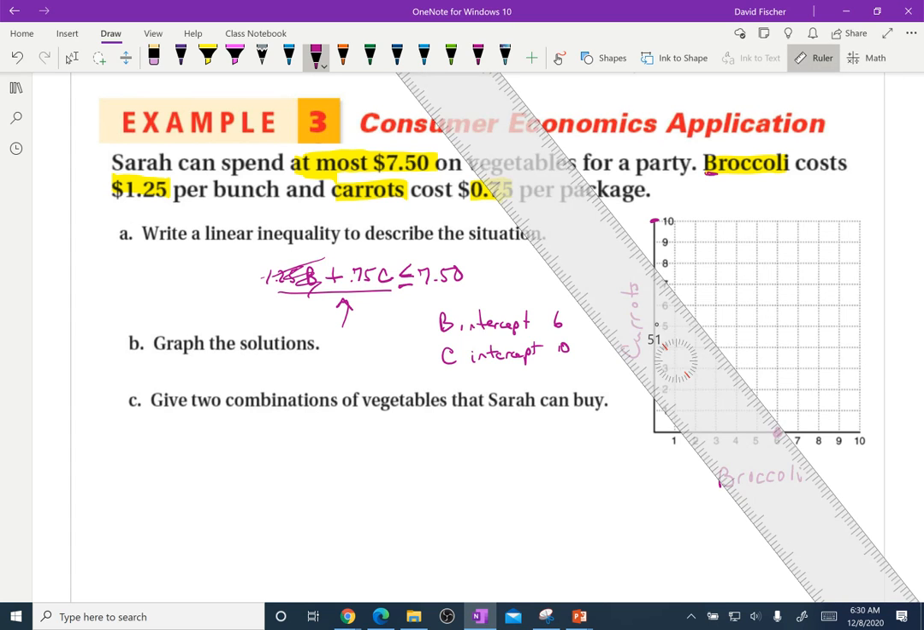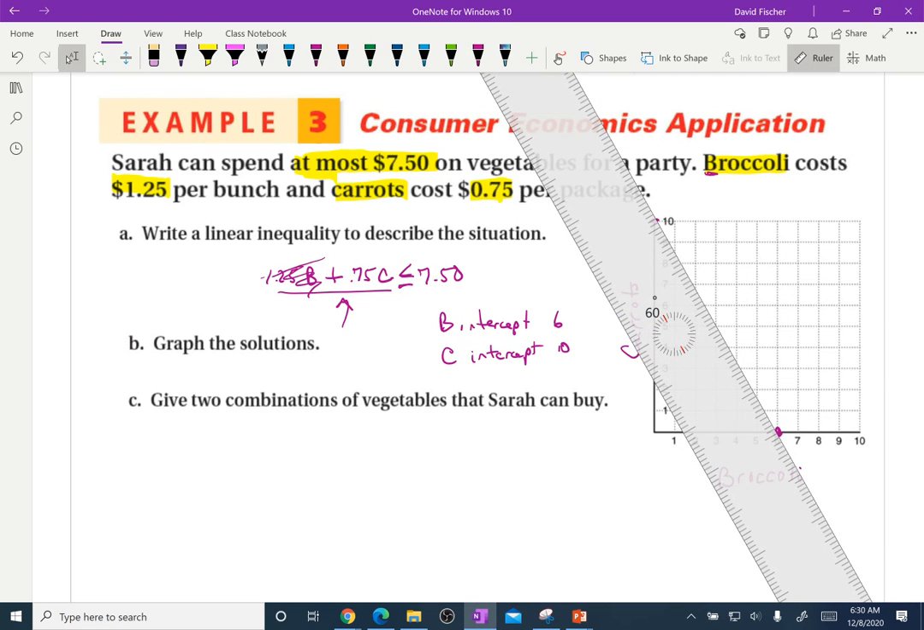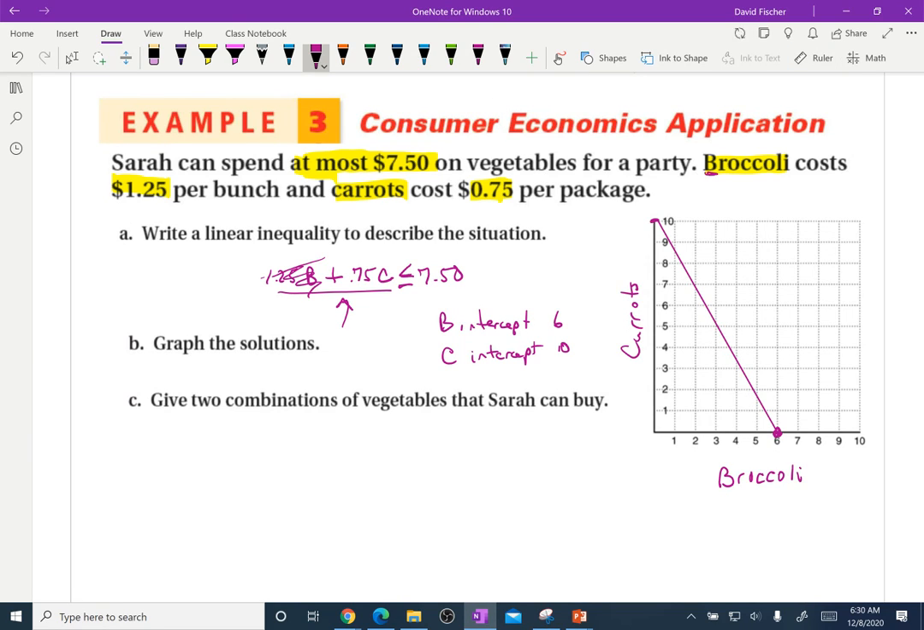Let's draw our line. It's a solid line because I have or equal to, and now my sign says I want all this over here to be less than $7.50. So less than means this side right here. And now they said, give me 2 combinations, of which there are many, many different combinations you could buy. Nobody said you had to spend the whole $7.50. So if they ever ask me, on a test or something, give me 2 examples that work and an example that doesn't work, I would stay away from that boundary line.